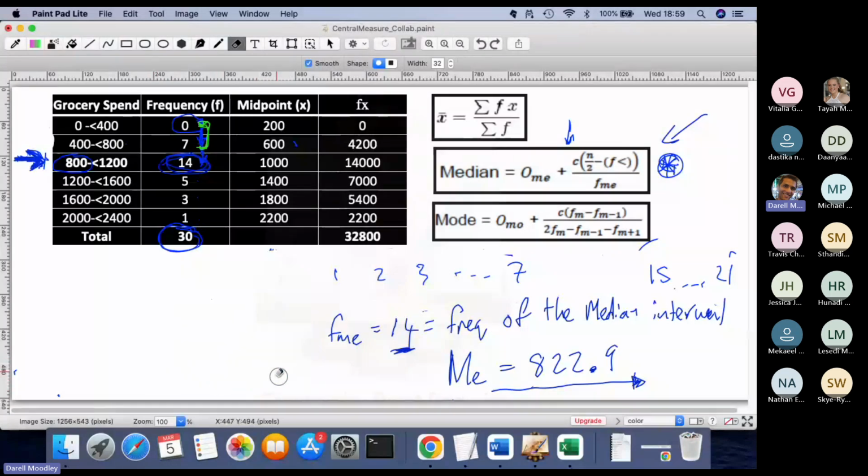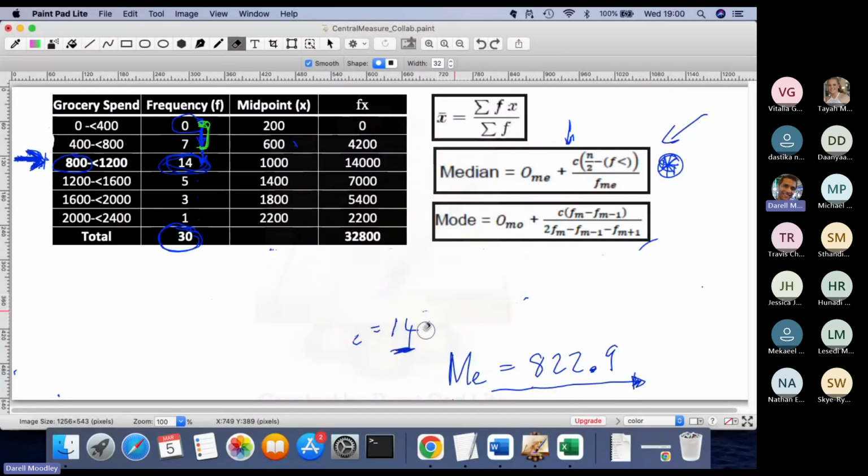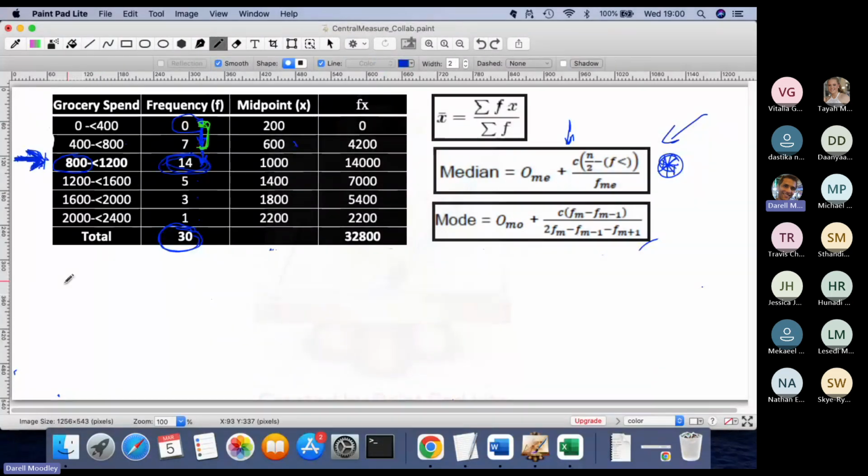For the mode, by definition, the mode is which number occurs the most amount of times. So which grocery spending amount occurs the most amount of times. Now the thing is, we don't know the grocery spend amount, right? We're not given that. We're just given the intervals. But what we can determine is which interval has the most amount of spending. In other words, which interval has the most amount of people in that interval? And that's this interval here. It's the 14. If you look at all the rows, which one has the highest F value?